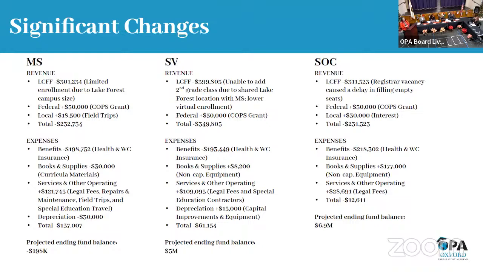Yeah, I don't recollect knowing that our middle school enrollment dropped that significantly because we are on a shared campus, and I don't recollect knowing that SV lost an entire second grade class. So that is a surprise, at least I didn't know about it. I don't know about you guys.